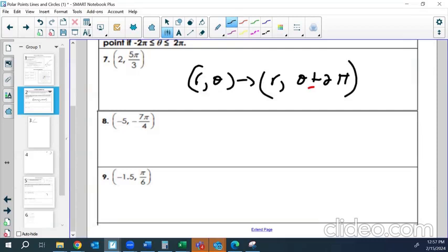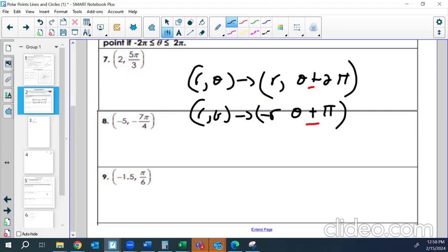Or you can change the sign of R, right? So R comma theta. You can make R negative, just flip the sign. And when you do that, though, you've got to add what to the angle? Not 2 pi for this one, just pi. When you change the sign of R, you just add pi to the angle or minus pi. Good? All right.